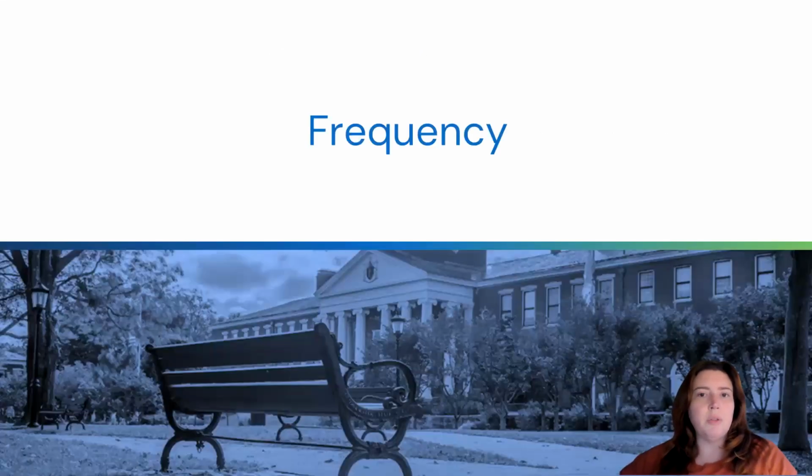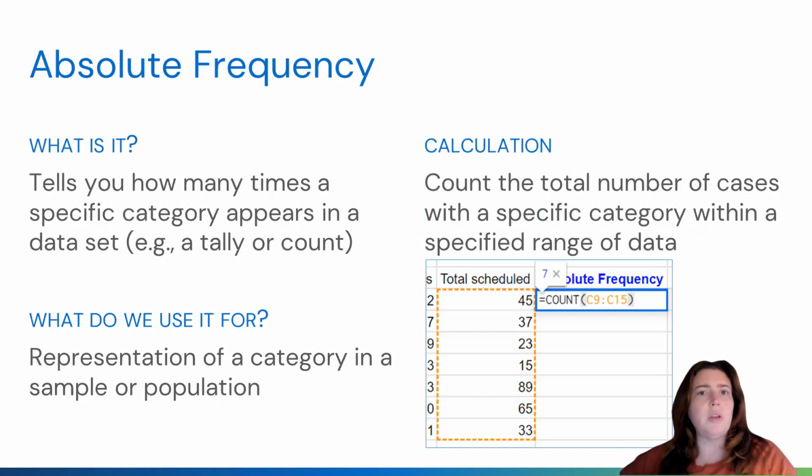So let's start with frequency. So the first is absolute frequency. This is as basic as it gets. So this tells you how many times a specific category of variable appears in a data set. So this is like a tally or a count. So you literally count the number of people who come from Massachusetts out of a national data set.